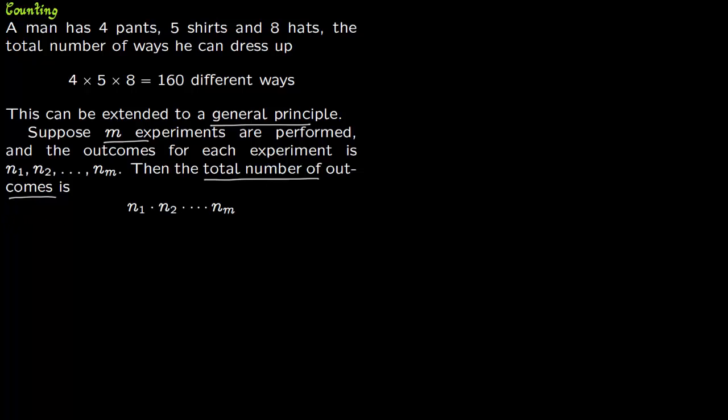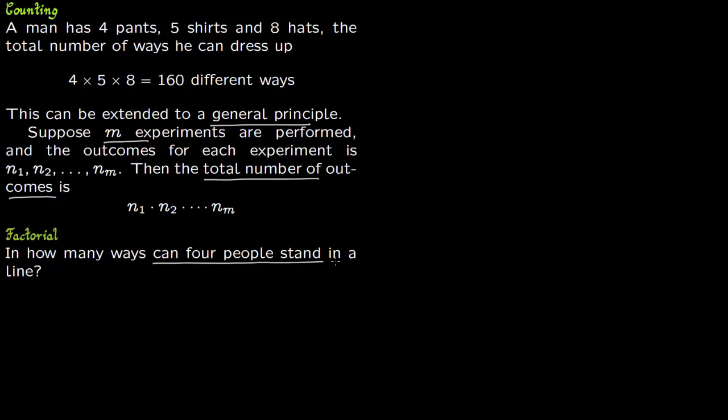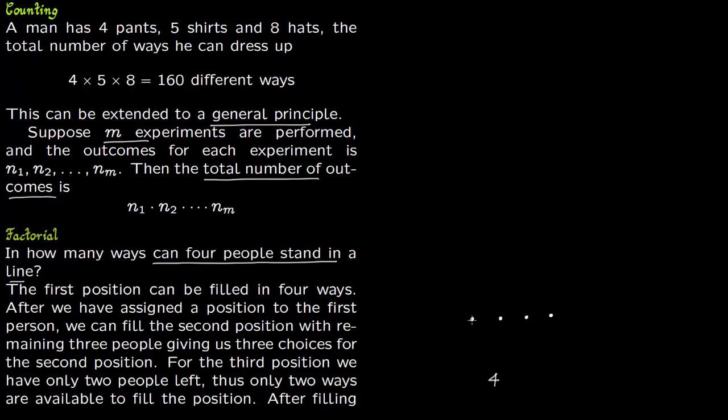Now we come to the notion of factorial. Factorial is: in how many ways can 4 people stand in a line? That is an example which we want to generalize. There are 4 people, and they will stand in 4 spots in a line. When you start, you can fill the first place with 4 choices. Any of the 4 people you can put here. So the first position can be filled in 4 ways.